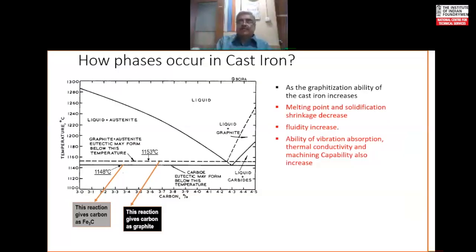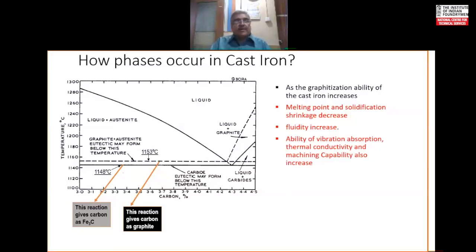So melting point and solidification shrinkage. This particular gap that we see between the liquidus and solidus line also tells you the tendency for formation of shrinkages. The wider the gap, the more the chances of shrinkages. And in iron's case, it could be micro shrinkages, sometimes gross shrinkages.